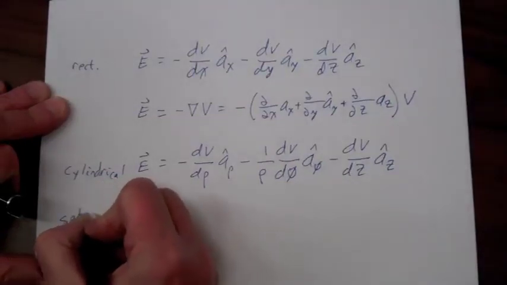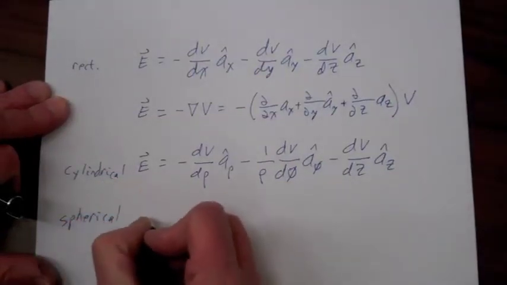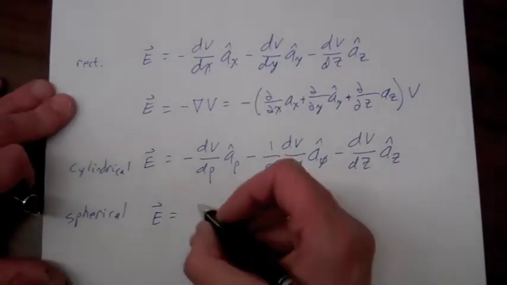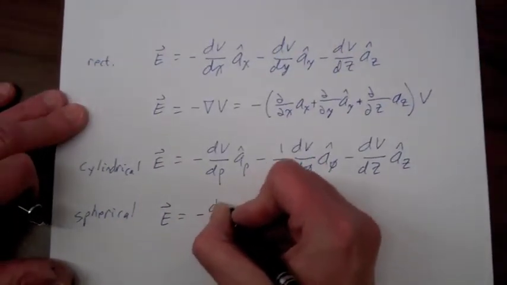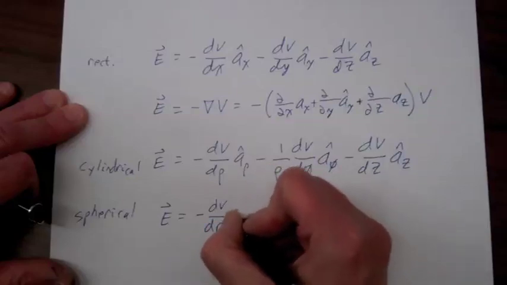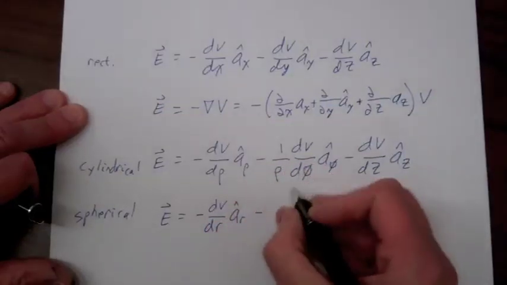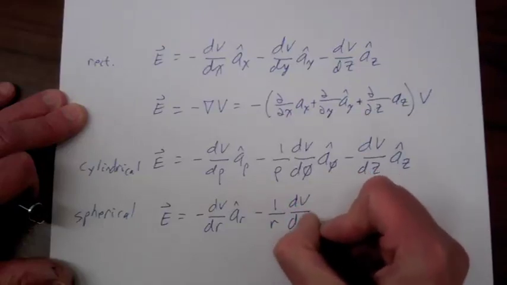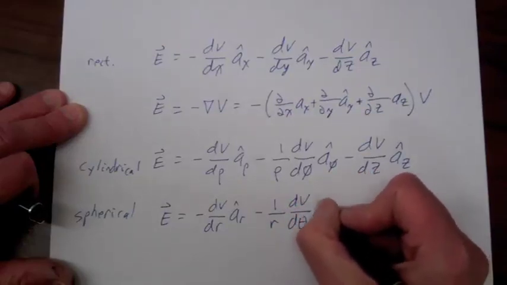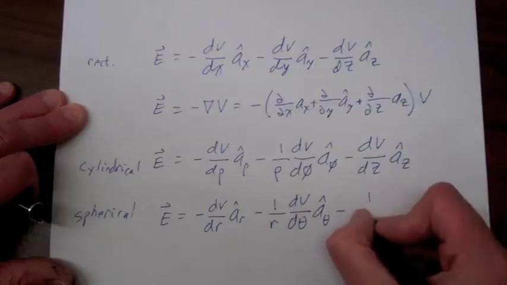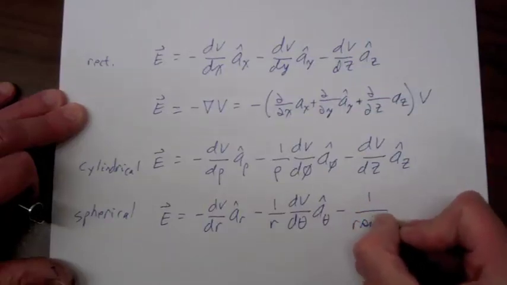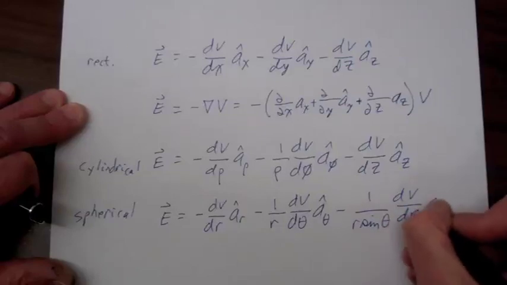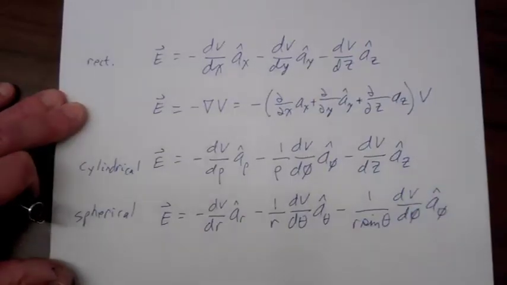So now let's collect those three components for the electric field in spherical coordinates. So it's minus dV dr in the a sub r direction, minus 1 over r dV d theta in the theta direction, minus 1 over r sine of theta dV d phi in the a sub phi direction.